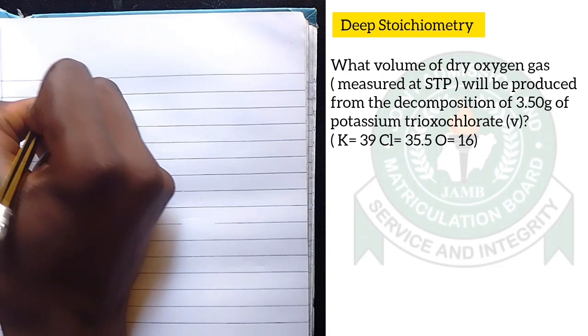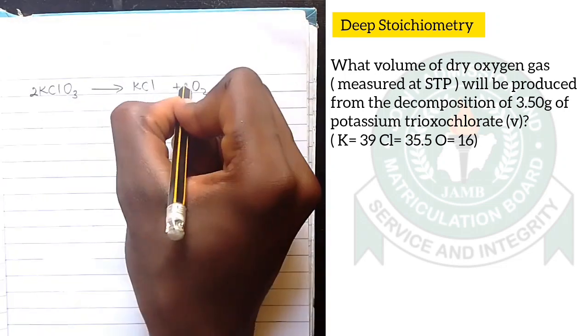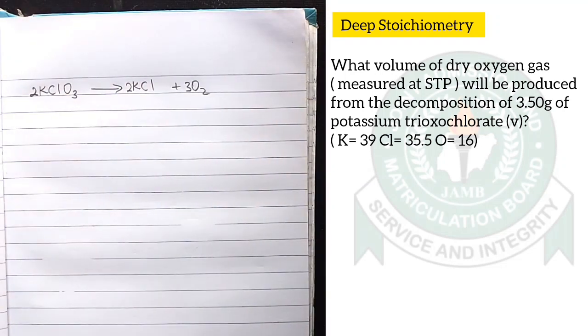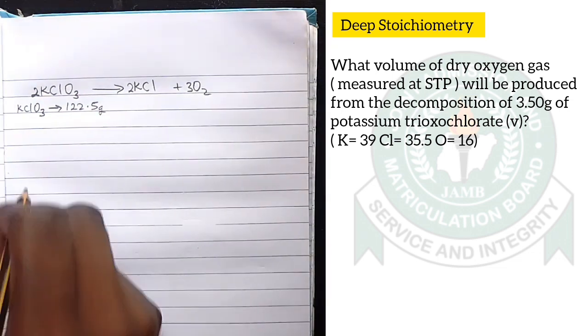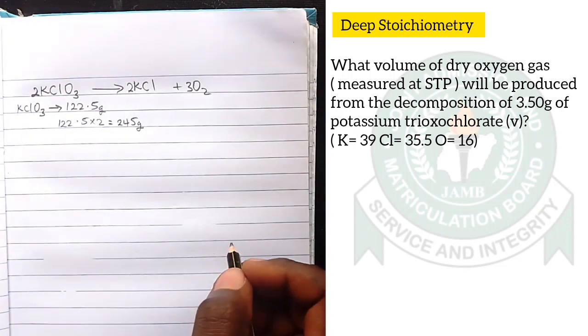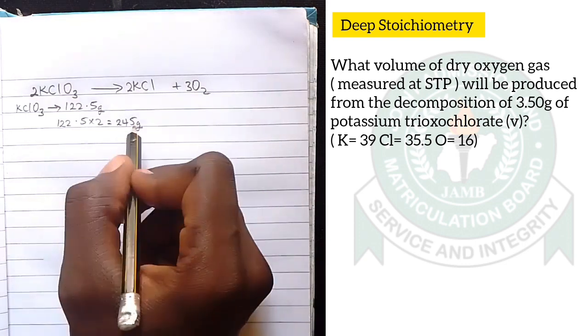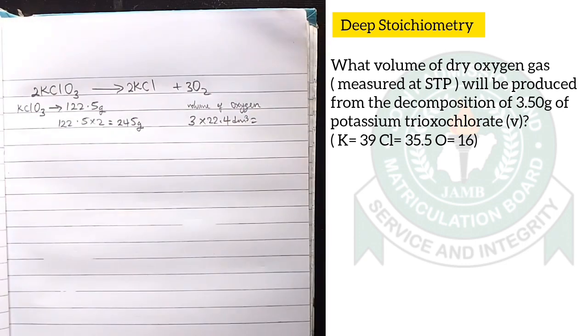What volume of dry oxygen gas measured at STP will be produced from the decomposition of 3.50 gram of potassium trioxochlorate(V)? This is the equation of the reaction. I have to calculate the relative molecular mass of potassium trioxochlorate(V) in the equation. I multiply by 2 since there are 2 moles of potassium trioxochlorate(V), which gives me 245 gram. The volume of oxygen produced from 245 gram is 67.2.